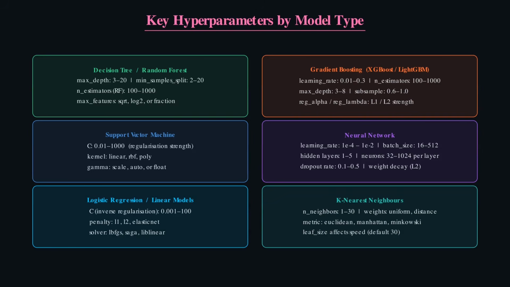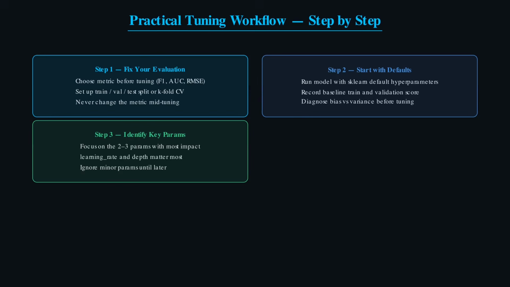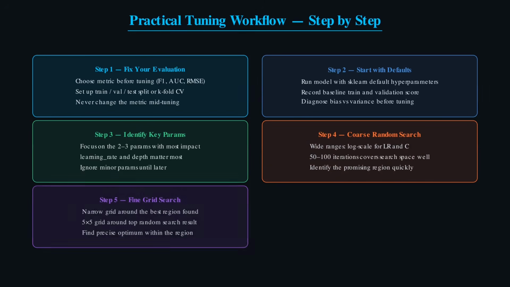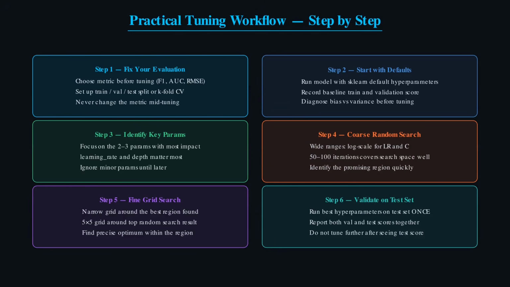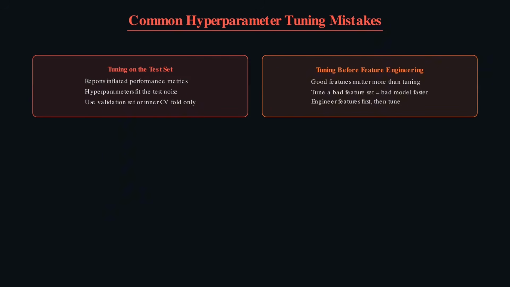Bayesian optimization takes this further by learning from each trial. It builds a surrogate model, typically a Gaussian process, that predicts model performance across the entire parameter space. After each evaluation, it updates this surrogate, then uses an acquisition function to pick the next point that balances exploring unknown regions with exploiting the best ones found so far. This makes it dramatically more sample efficient, finding excellent hyperparameters in 20 to 50 trials where random search might need hundreds.